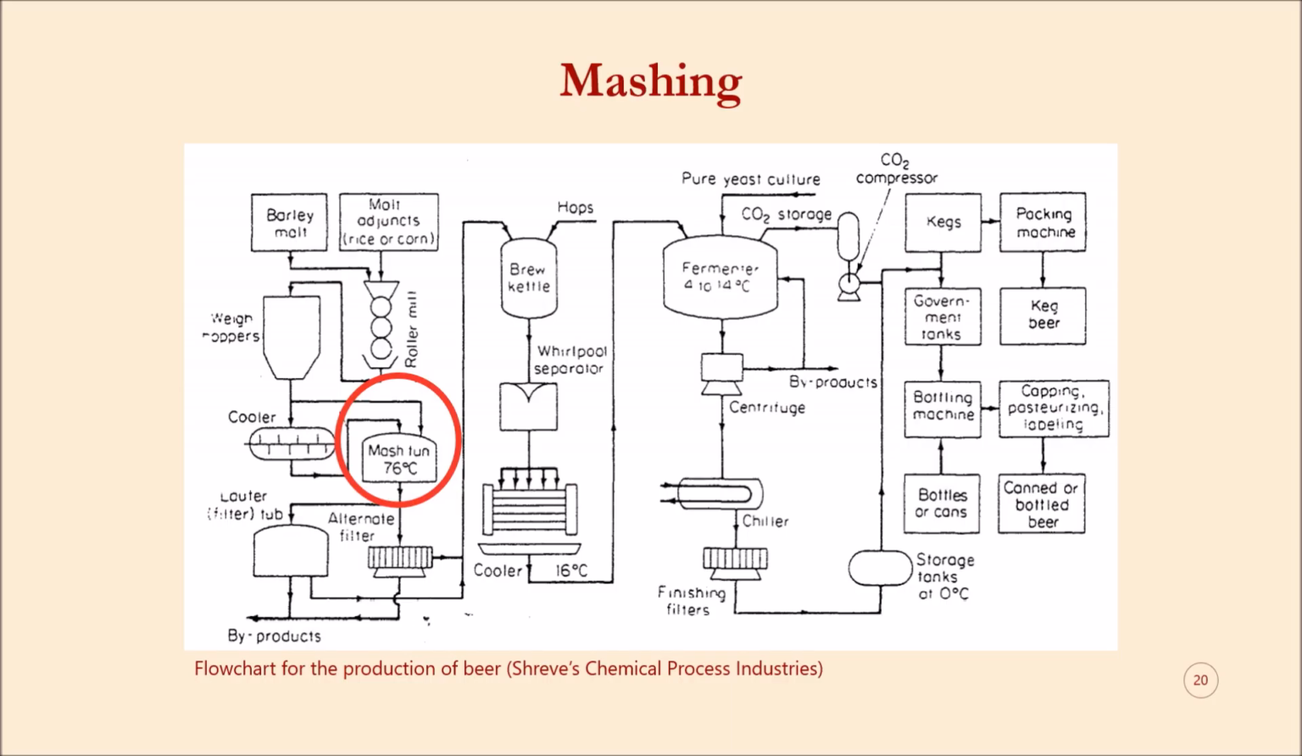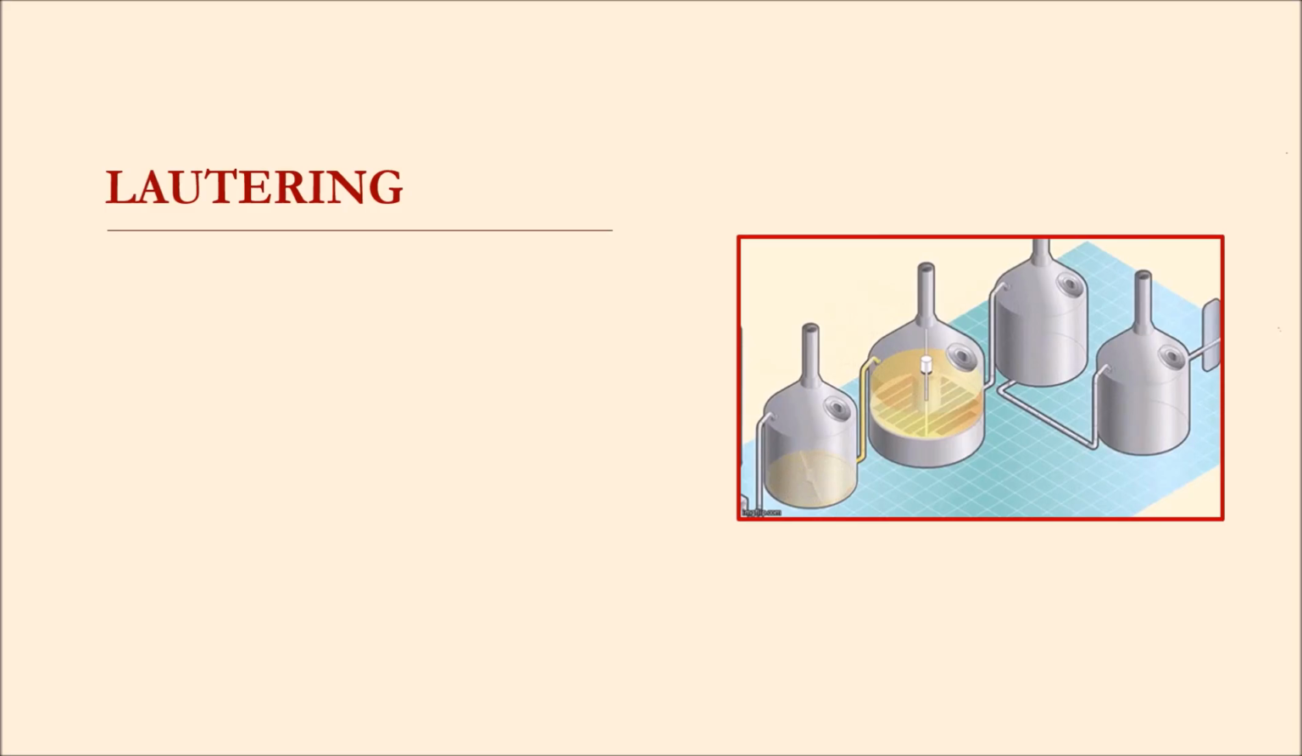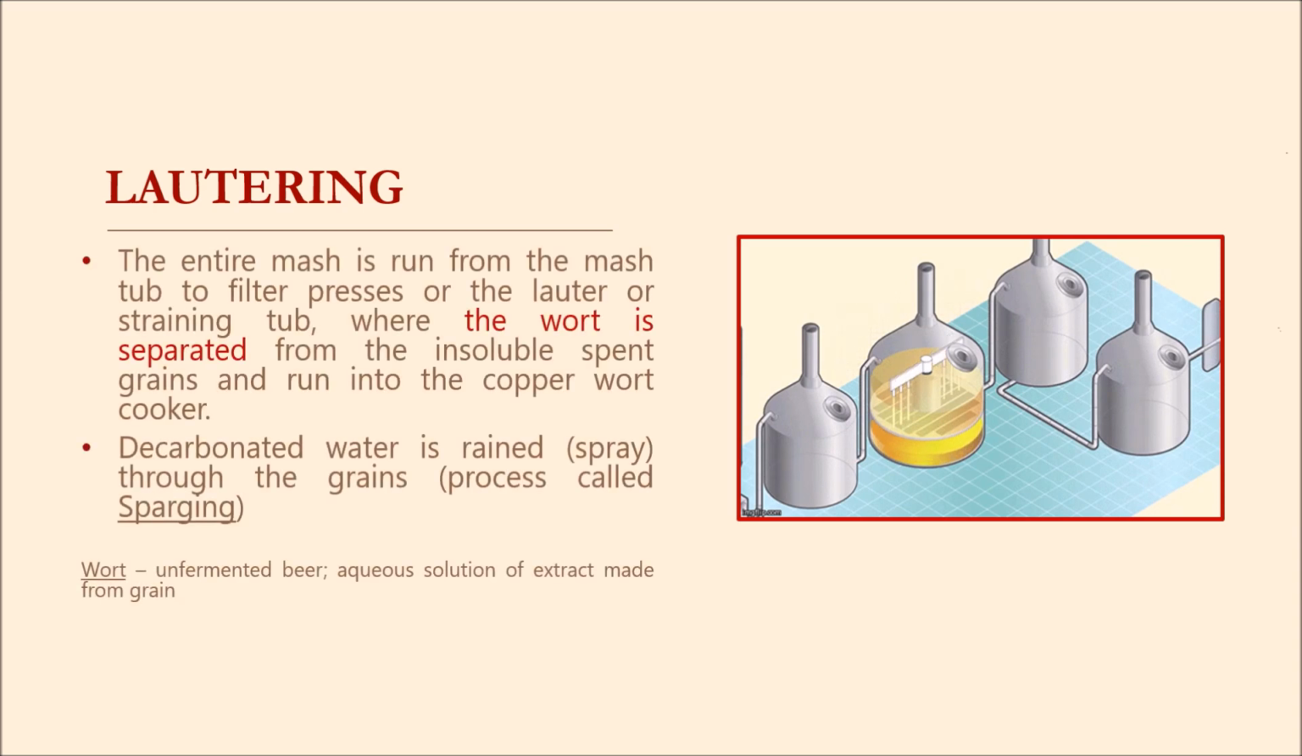Here is the mashing process. After all the required ingredients have been dissolved from the brewing materials, the entire mash is run from the mash tub, filter presses, or the lauter tub, where the wort is separated from the insoluble spent grains through a slotted false bottom and run into the copper wort cooker. For complete recovery of all substances in solution, sparging is utilized, in which the carbonated water is rained through the grains.